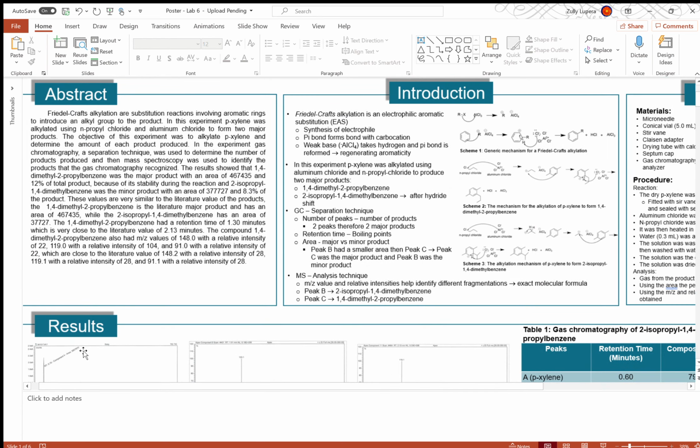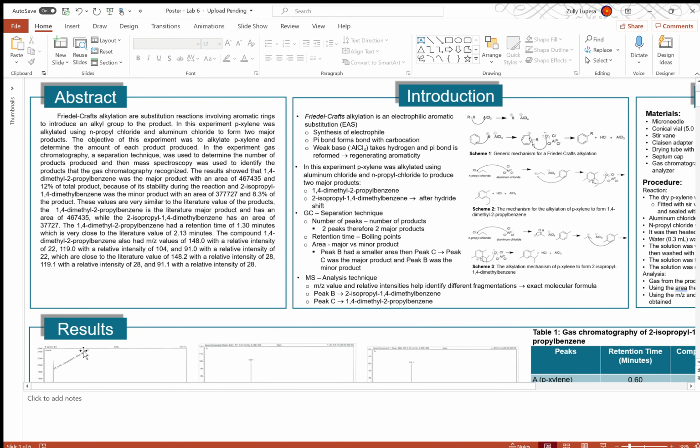Friedel-Crafts alkylations are substitution reactions involving aromatic rings that allow the introduction of an alkyl group to the product. In this specific experiment, p-xylene was alkylated using N-propyl chloride and aluminum chloride to form two major products. The objective of the experiment was to alkylate the p-xylene and to determine the amount of each product produced. In the experiment, we used two analytic techniques: gas chromatography, which is a separation technique to determine the number of products, and then mass spectroscopy to identify each of the products.